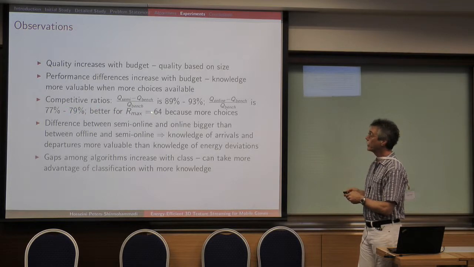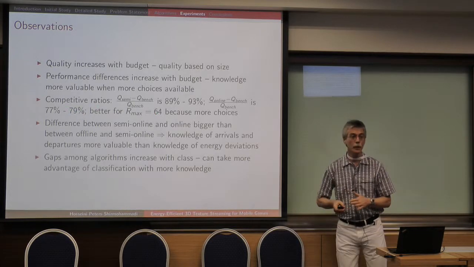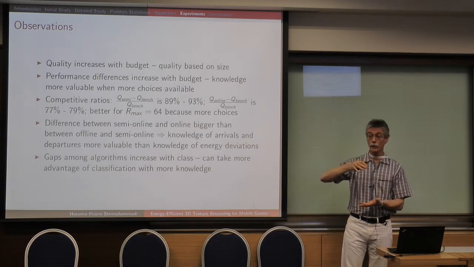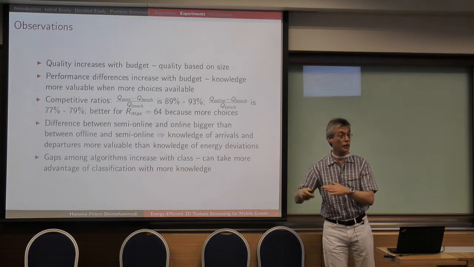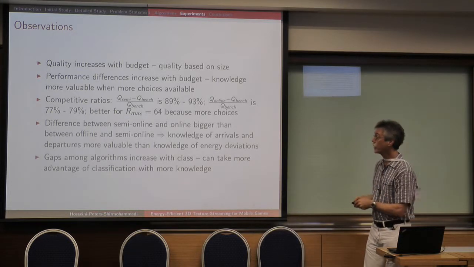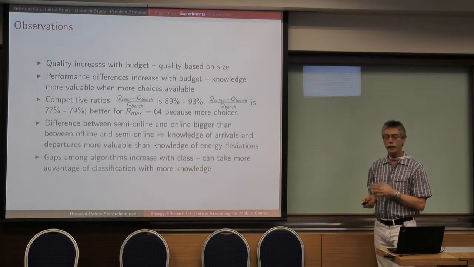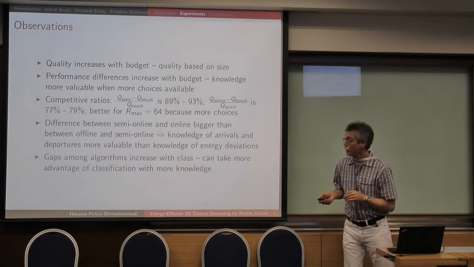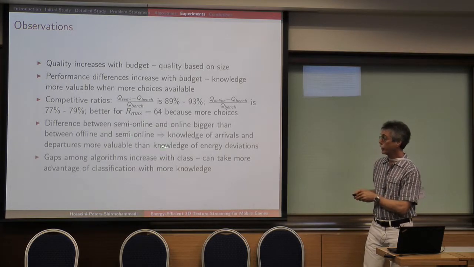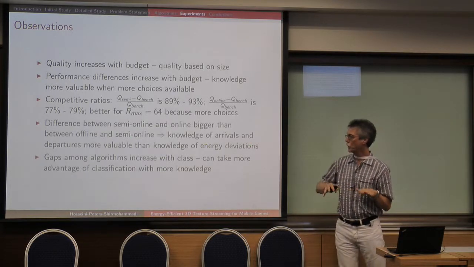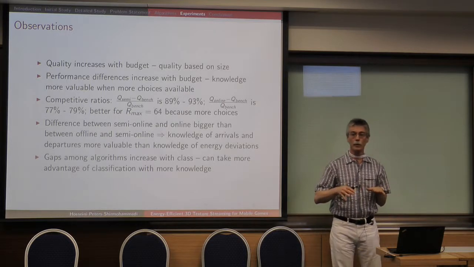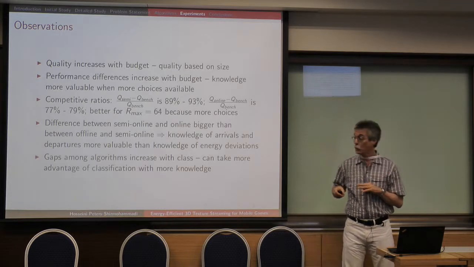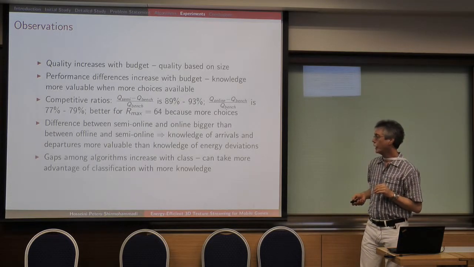And the higher end of the range was for where Rmax is 64. This is because you're allowed to compress. You have a broader range of choices. And so the algorithms that are adapting have more choices of how they adapt. The differences between the semi-online and online are bigger than between the offline and the semi-online. And what this told us was that the knowledge of arrivals and departures is more valuable than knowledge of energy deviations. So you can take more advantage of it.